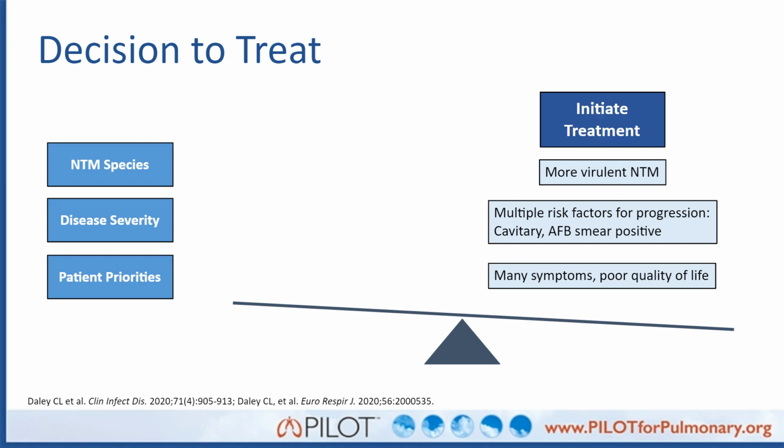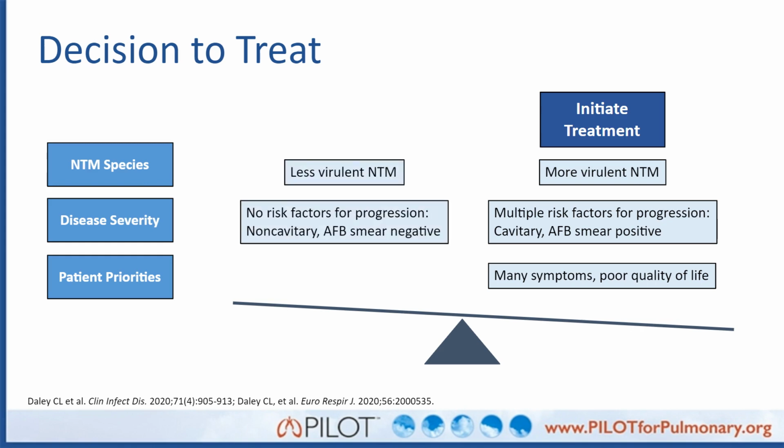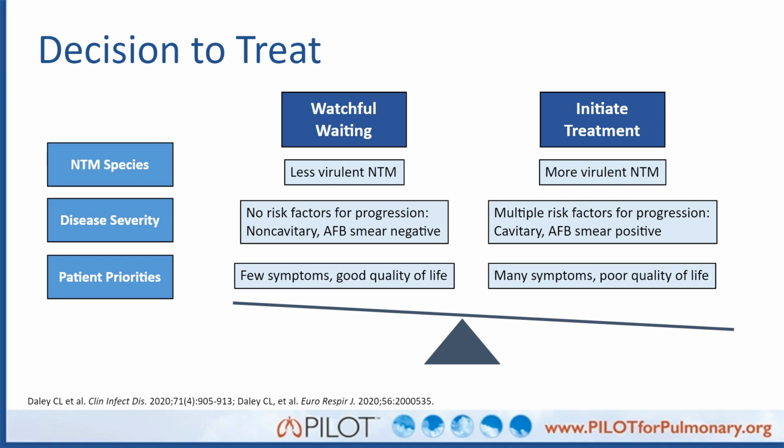However, if patients have slowly progressive NTM, don't have many risk factors for progression, don't have cavities on their CT, are smear negative, have very few symptoms and a good quality of life, we have some time before we need to start antibiotic therapy. These patients may benefit from watchful waiting and potential non-pharmacologic strategies, which can keep the bronchiectasis and the infection at bay.